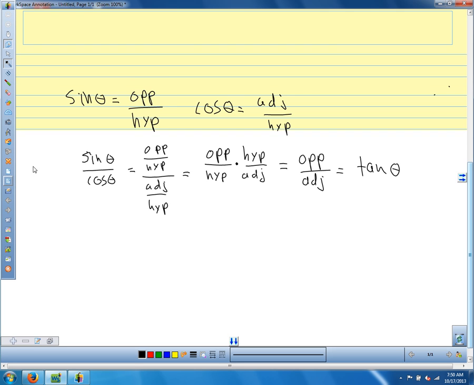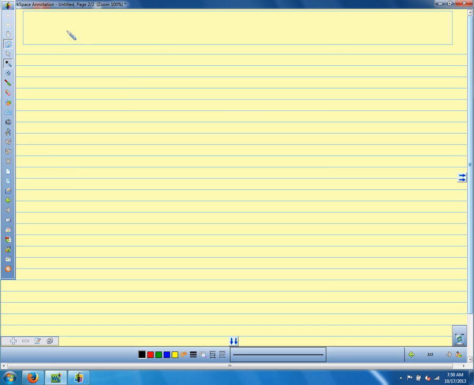The last set, and this is probably the most important one, the Pythagorean identities.